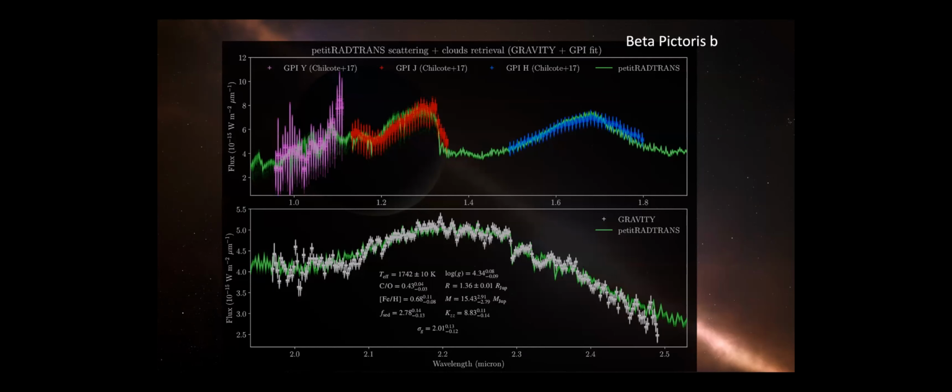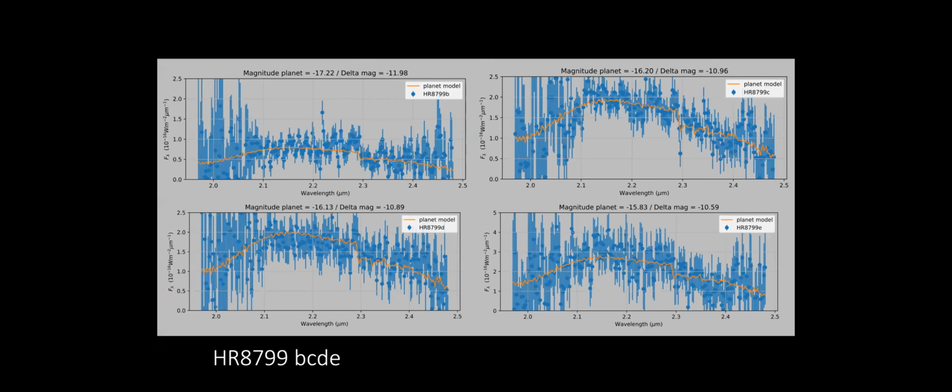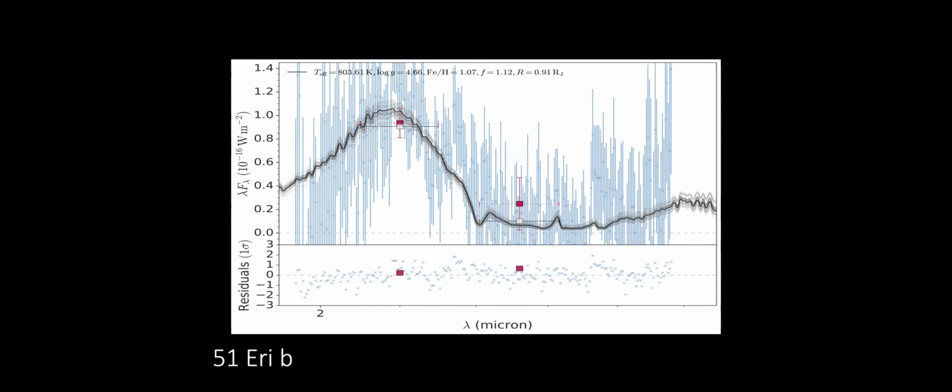Here, for example, we observed beta Pictoris b, and we characterized the C/O ratio within 10%, which is a first in the domain. And we are doing that for all the planets of HR 8799, and we do that for 51 Eri b as well.